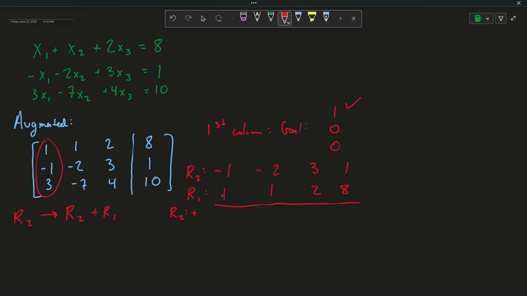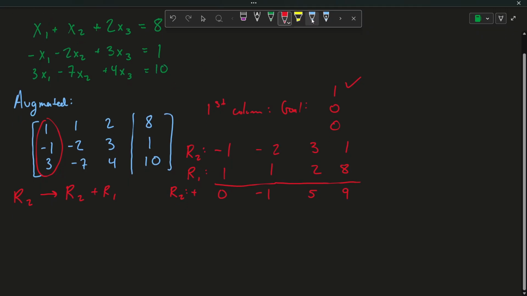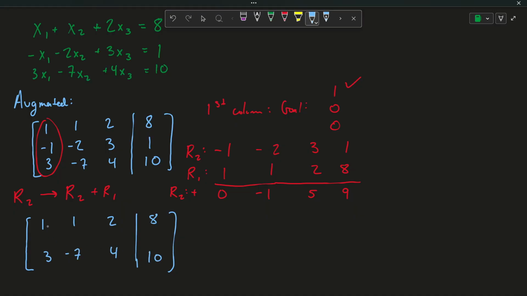So we've got -1 plus 1 is 0. Perfect. -2 plus 1 is -1. 3 plus 2 is 5. 1 plus 8 is 9. And so this guy is going to be our brand new row 2. So after performing this operation, for our next matrix, we're going to leave rows 1 and 3 the same. Fill these guys out. 3, -7, 4. They're itching to get changed too. We'll do that next. But now our new row 2 is going to be 0, -1, 5, and 9.